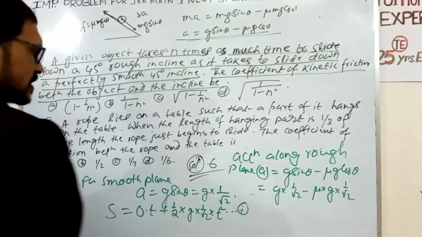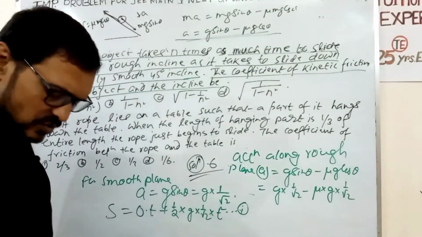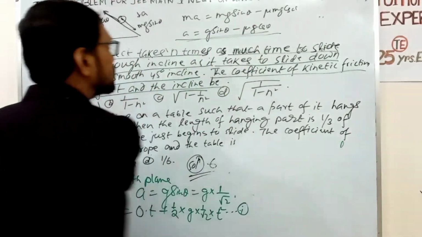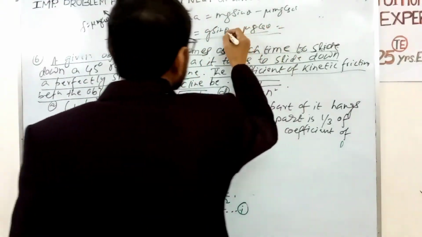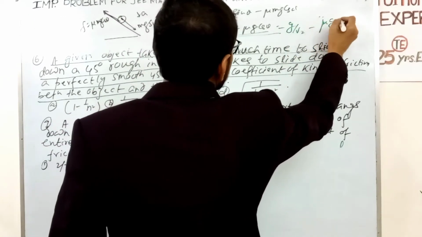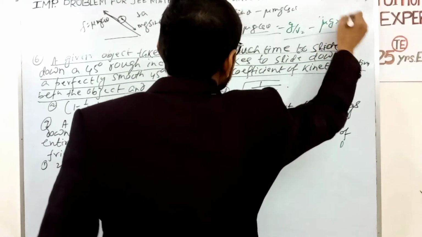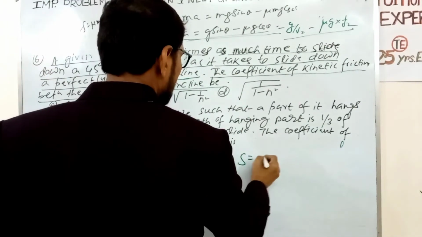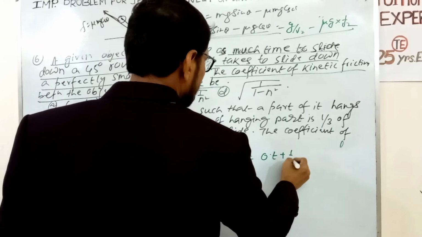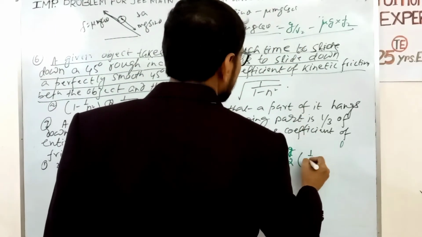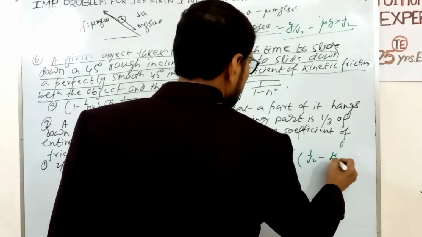Now we use here the equation of motion. So the equation of motion along the rough inclined plane, putting theta 45 degree, the acceleration will be g by root 2 minus mu g by root 2. This is the acceleration of the body along the rough inclined plane. Now equation of motion s equal to 0t plus half a t square, acceleration equal to this, so take common g, 1 by root 2 minus mu by root 2, t square.